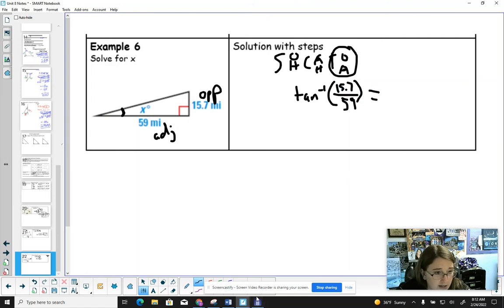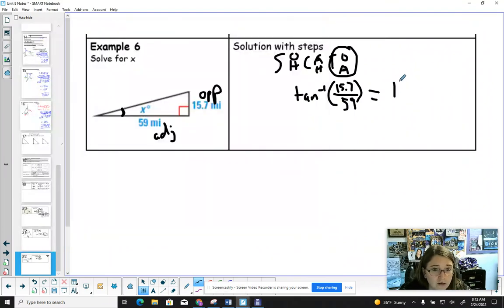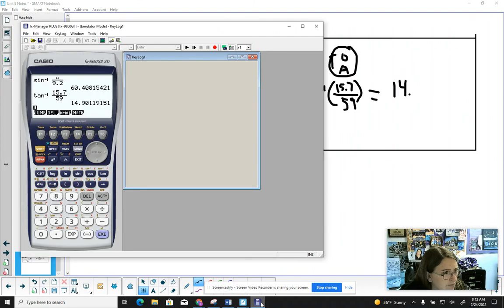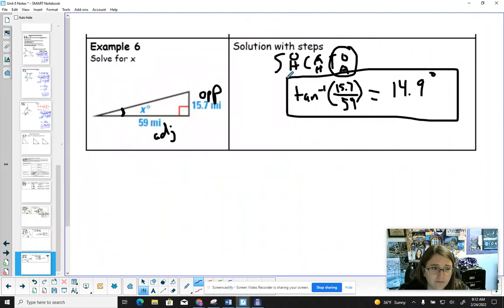And then I go straight to the calculator. I need 15.7, so I got shift, tangent, fraction, 15.7 over 59. I'm hitting enter. So my angle here is 14 point, let me double check that, 9. Yep. 14.9 degrees. There we go.